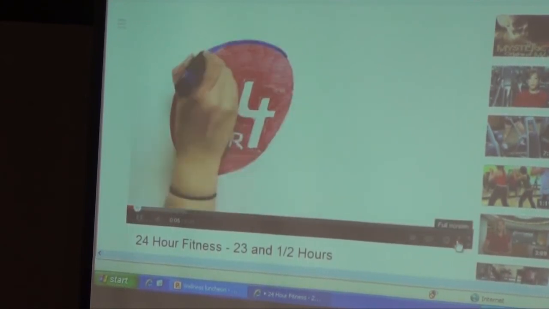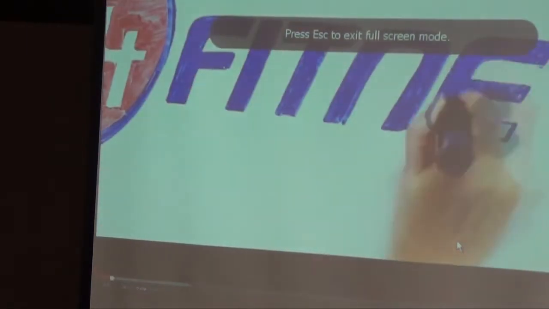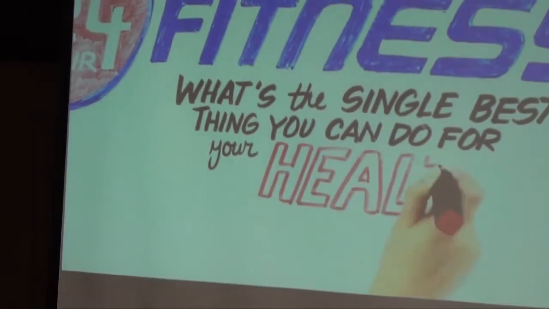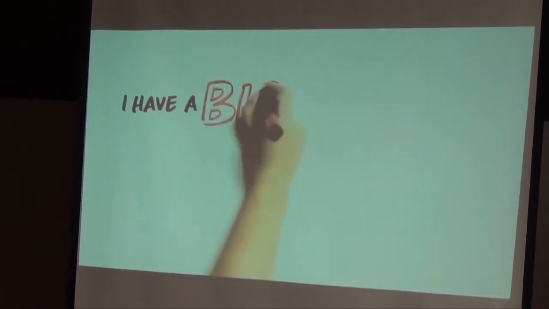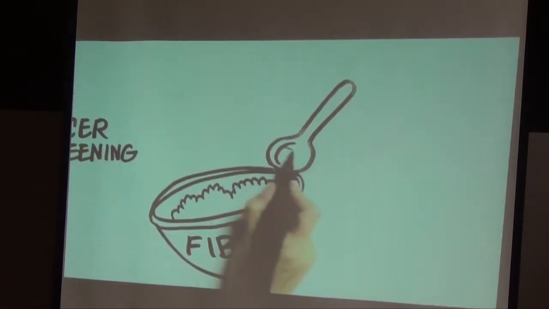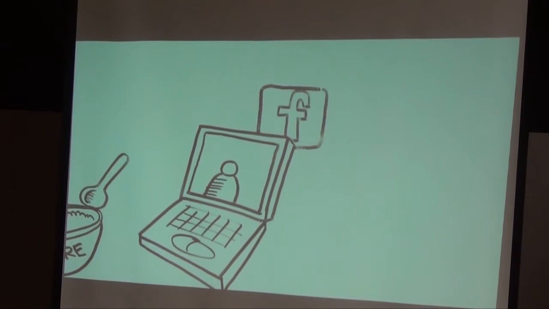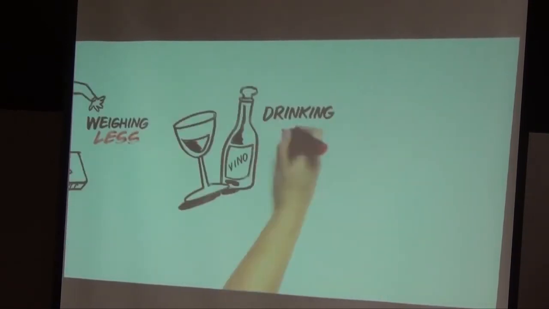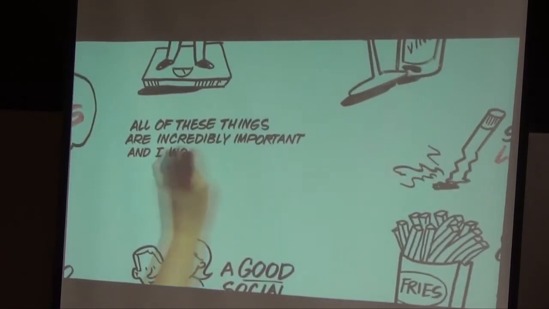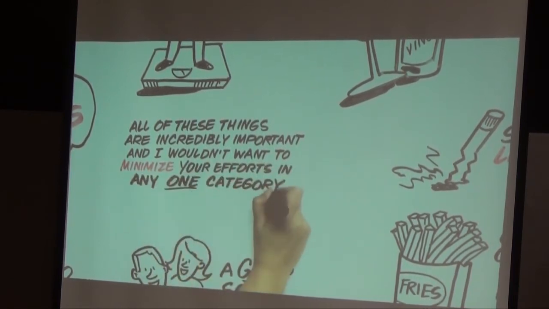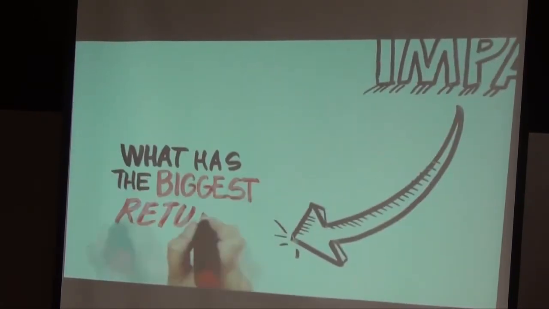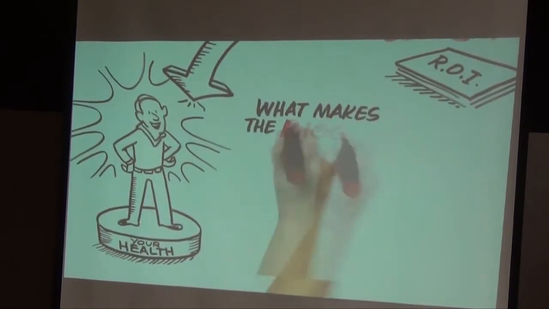And I'm Dr. Mike Evans, and I'm presenting this visual and audio lecture called 23 and a half hours, in partnership with 24 Hour Fitness. It's great to be working with people who have a passion for helping others achieve their individual fitness goals and promoting positive change in their lives. So I have a big interest in preventive medicine, which can mean a lot of things from cancer screening to eating more fiber to having a good social network, and I mean that in the old sense of the word. But weighing less, drinking less, smoking less, controlling your blood pressure, cholesterol, and so on and so forth. So all these things are incredibly important, and I wouldn't want you to minimize your efforts in any one category, but I want to know what comes first. What has the biggest impact? What is the biggest return on investment? What makes the biggest difference to your health?